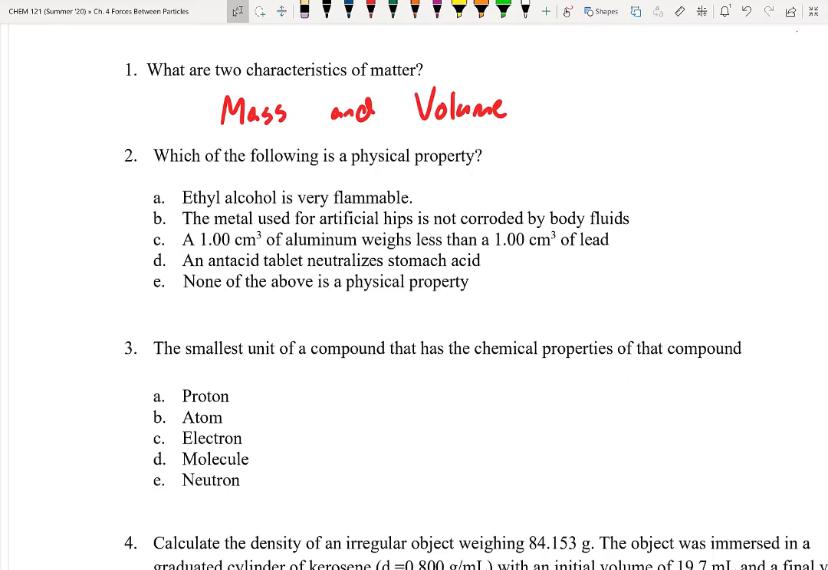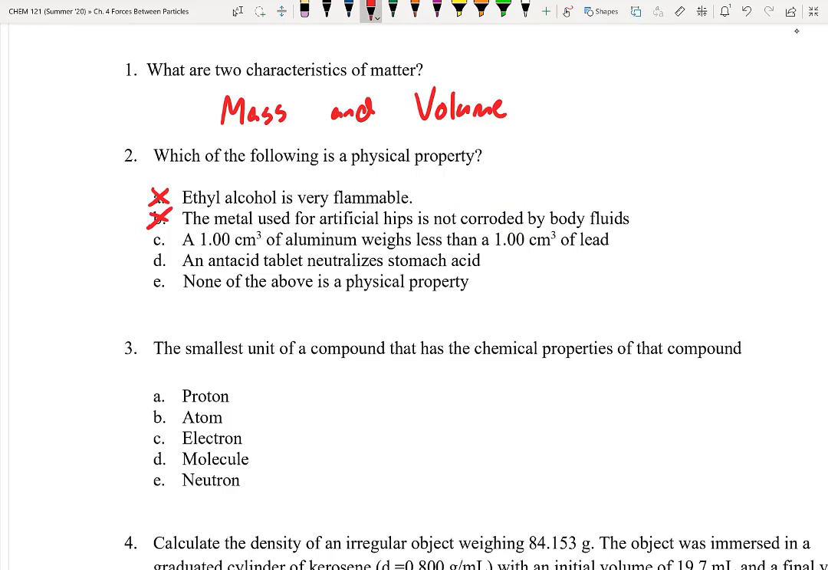Which of the following is a physical property? So a physical property, if you remember, doesn't involve changing a substance into a new type of substance. So let's take a look at A. So ethanol or ethyl alcohol is very flammable. Did that involve a change? Yeah, I'd say we'd be burning it, right? So I'd say that's not a physical property. It involves a change. All right, metal used for artificial hips is not corroded by bodily fluids. Corrosion is actually a chemical process. So I'd say that's a chemical property.